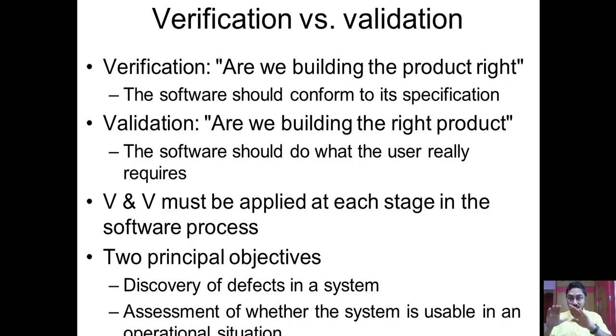So both quality control and quality assurance are complementary to each other. They are not substitutes for each other. We cannot have quality control without quality assurance, or quality assurance without quality control. We cannot have something like that. We need both in their place, and they should work in their own way.